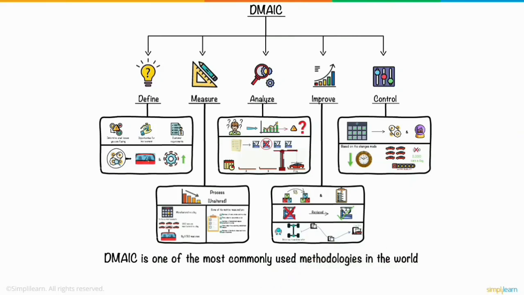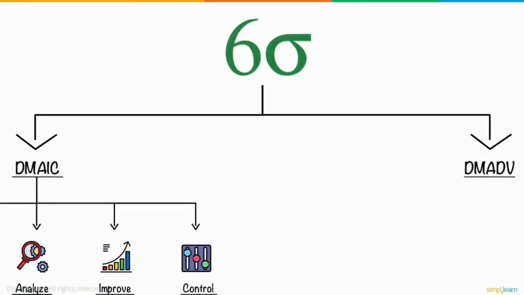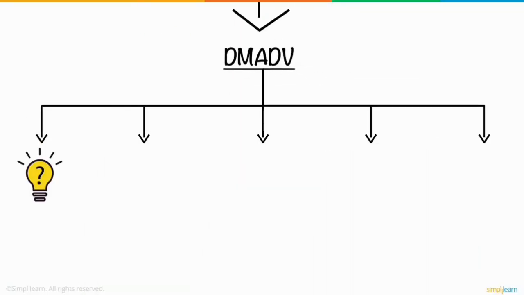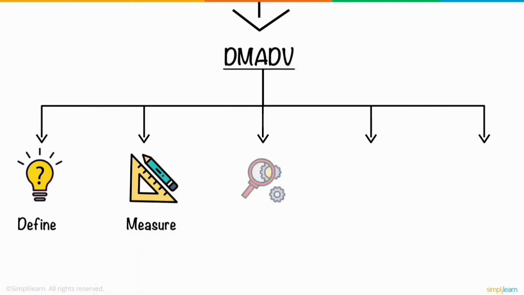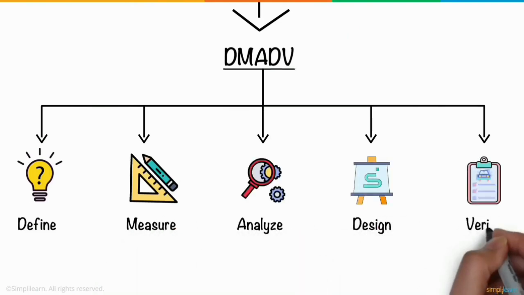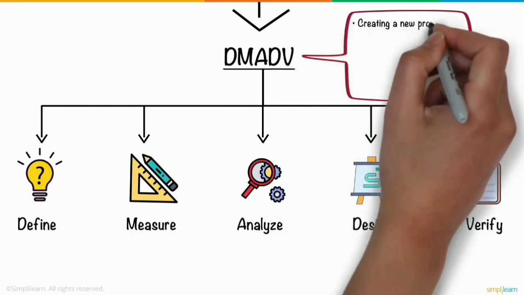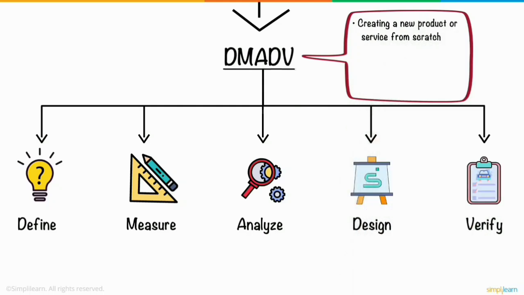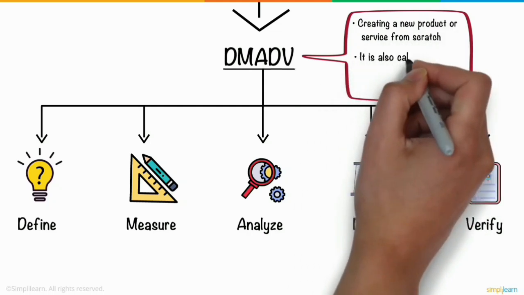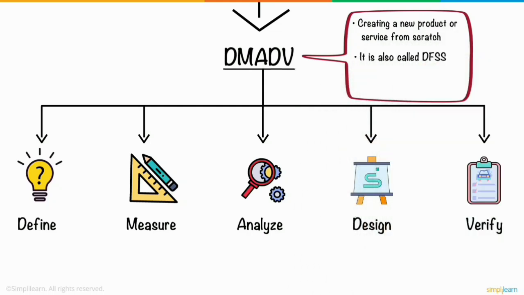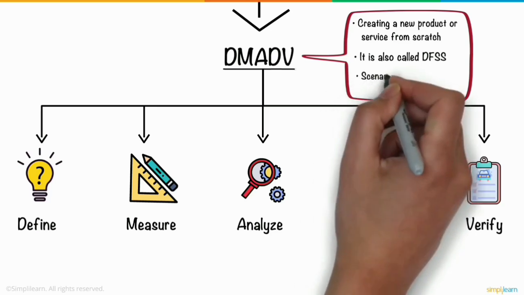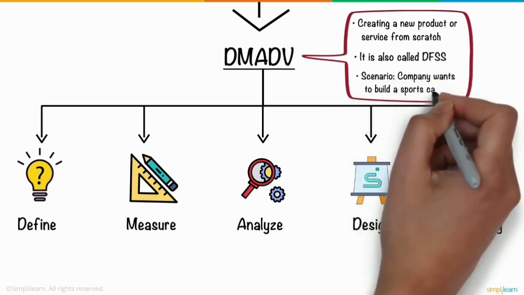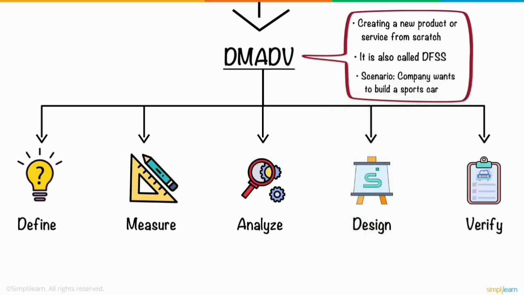It focuses on improving the existing products of the organization. The second methodology is DMADV, which is short for Define, Measure, Analyze, Design, and Verify. It is used when the company has to create a new product or service from scratch. It is also called DFSS, or Design for Six Sigma. Let's take the scenario where the company decides to build a new model, a sports car.